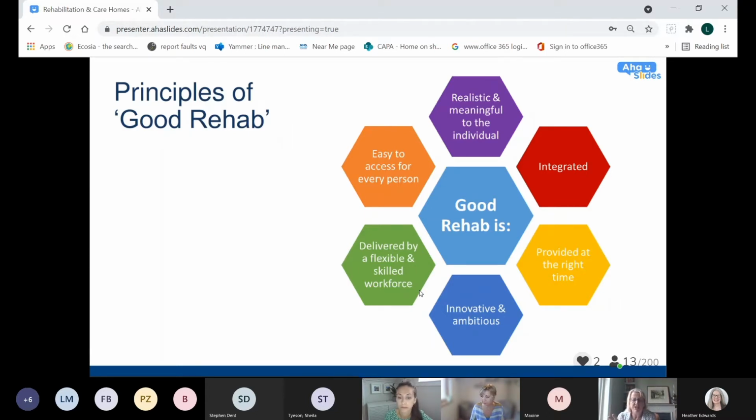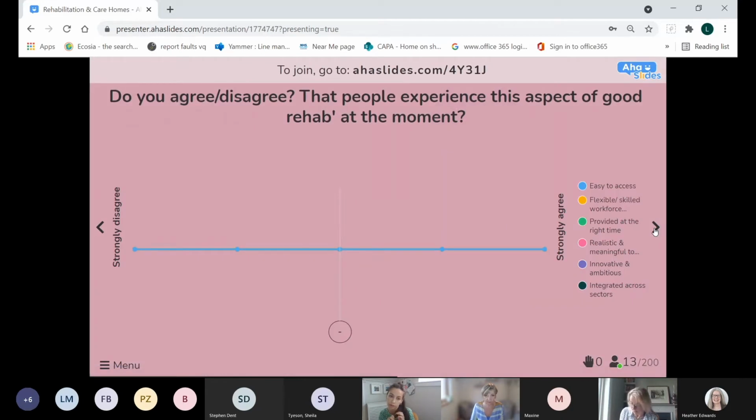And don't worry too much about the answers. It's just a reflection, a moment in time, the current situation, what you think. So go on there and we'll see where people come to. And it should appear now on your phones. So do you agree or disagree? And that is whether people experience this aspect of good rehab at the moment.